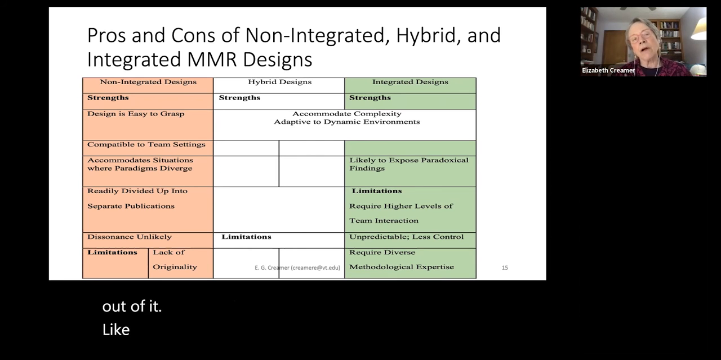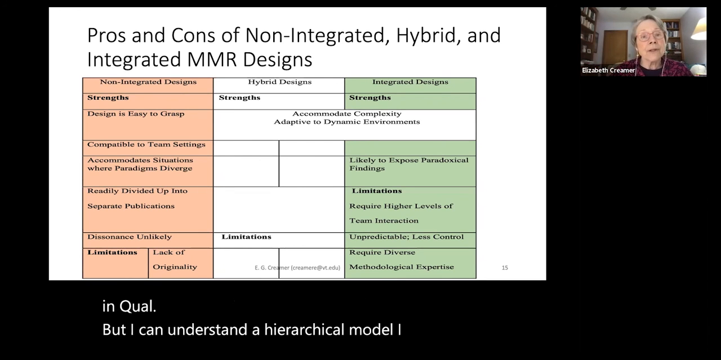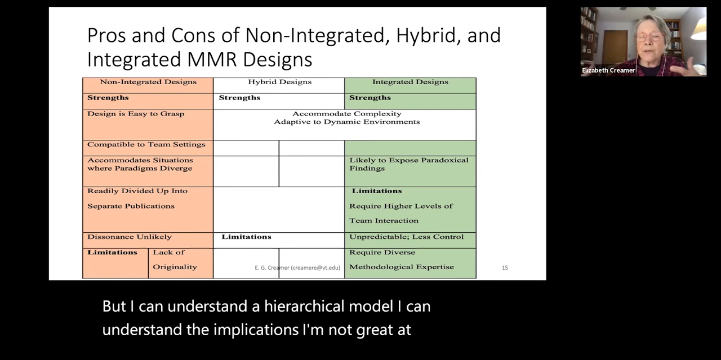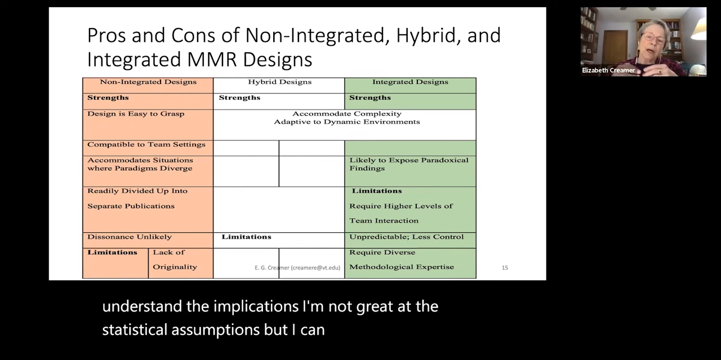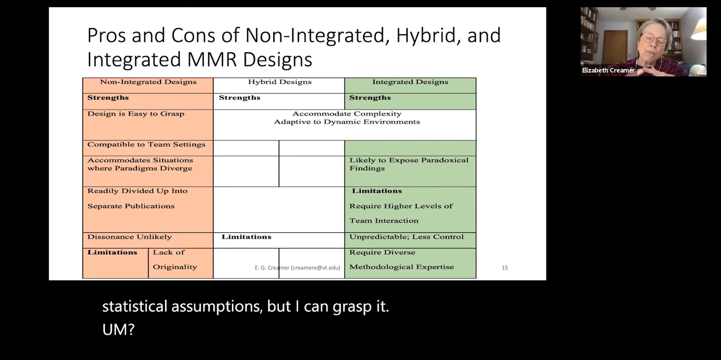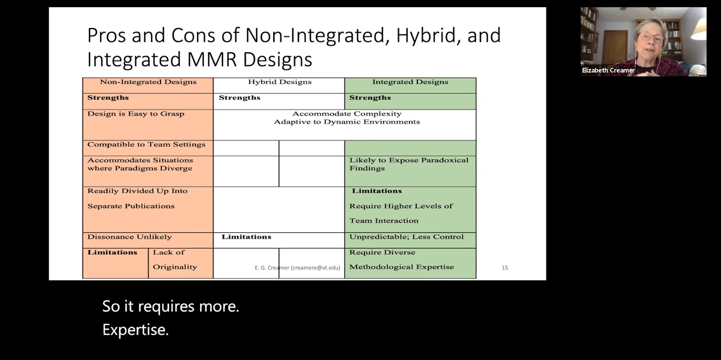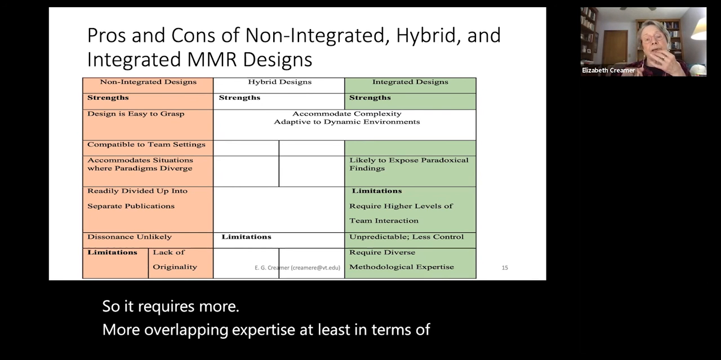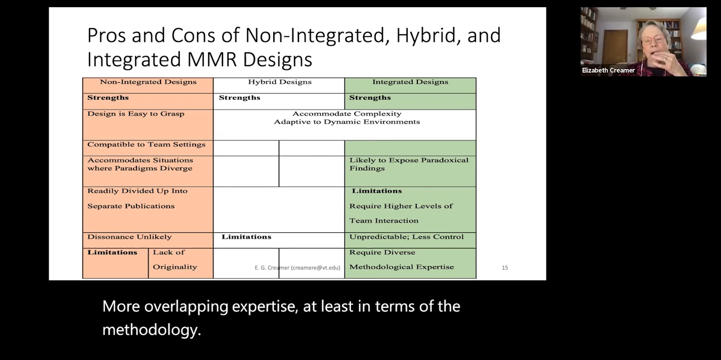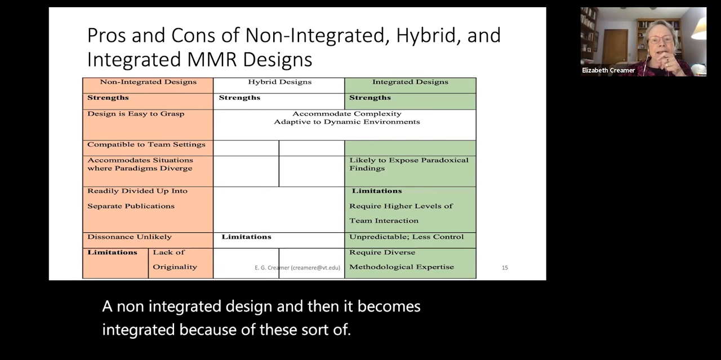Like I consider myself largely qual now, but I wasn't trained in qual. But I can understand a hierarchical model. I can understand the implications. I'm not great at the statistical assumptions, but I can grasp it. So it requires more overlapping expertise, at least in terms of the methodology. Sometimes you begin thinking you have a non-integrated design and then it becomes integrated, because of these unexpected findings.